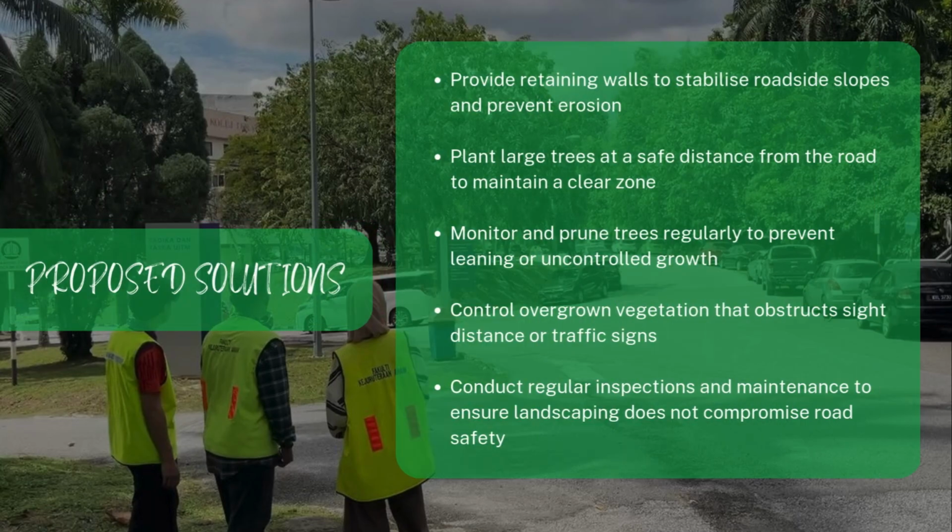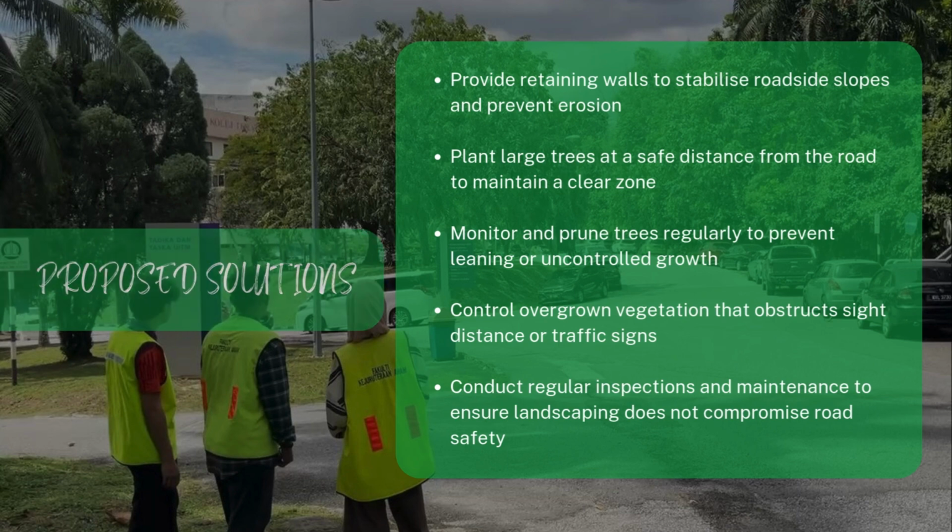To address these issues, JKR recommends providing retaining walls to stabilize roadside slopes and prevent erosion. Large trees should be planted at a safe distance from the road to maintain a clear zone, and their growth should be regularly monitored. Overgrown vegetation that blocks sight distance or traffic signs must be controlled. Regular inspections and maintenance ensure that landscaping does not compromise road safety, creating a safer and more sustainable road environment.